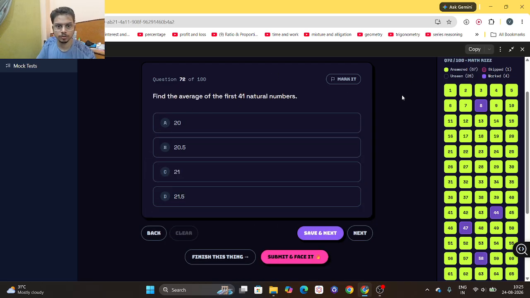Find the average of the first 41 natural numbers. Average of first n natural numbers is n plus 1 by 2. 41 into 42 upon 2 is 861. 861 upon 41 is 21.